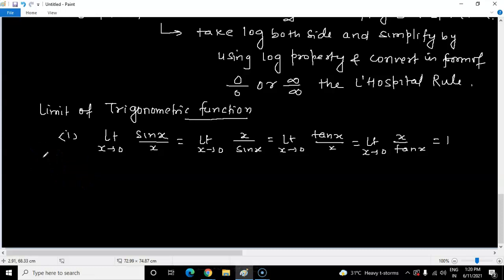Consider an example, if you are given the question limit of x tends to 0, sin of 5x by tan of 3x. This formula is only applicable here when x tends to 0. If x tends to any other values like pi by 2, or theta, or 2, 3, something given, then we cannot do it.